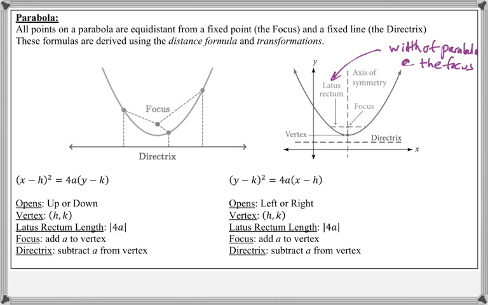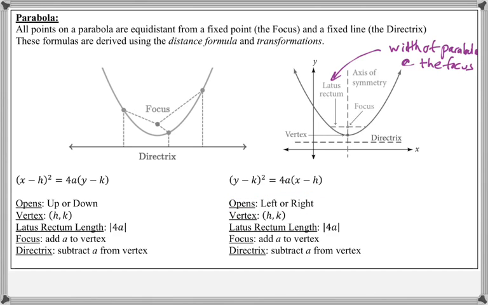We have two different formulas for the parabolas. In this version, it's the x that's being squared. In this version, it's the y that's being squared. The major difference is that if x is being squared, the parabola is going to open up or down. If y is being squared, the parabola is going to open either left or right.